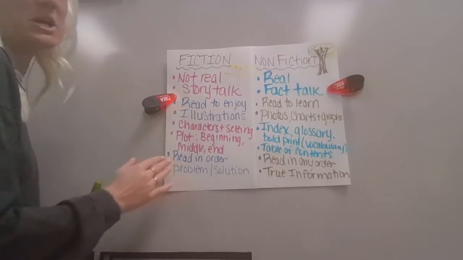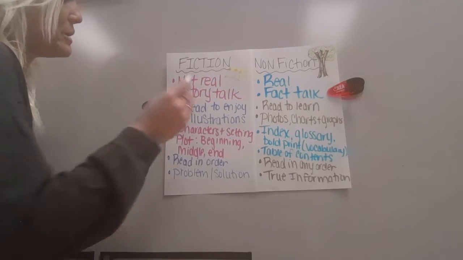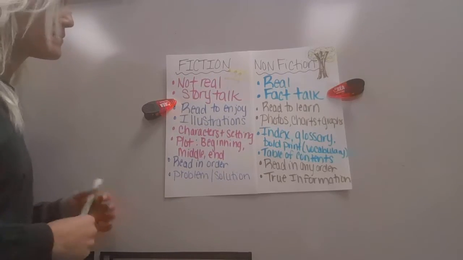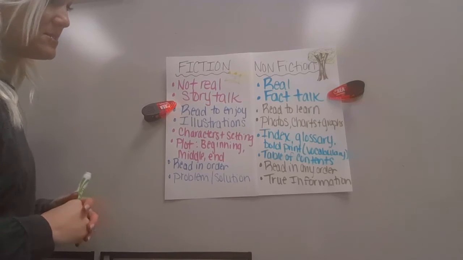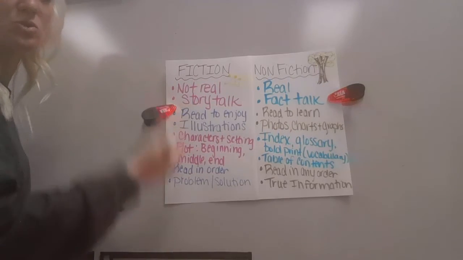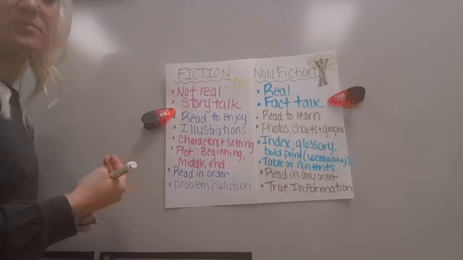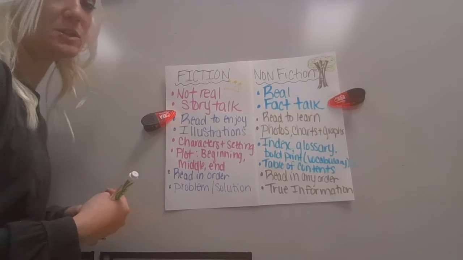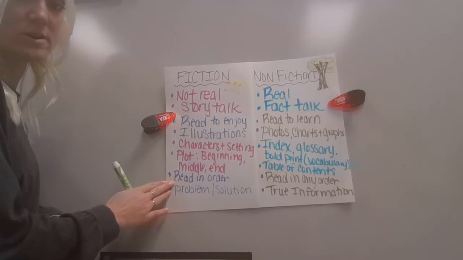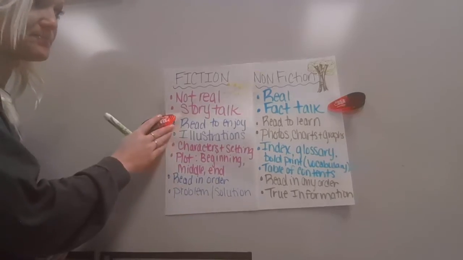So we have fiction, which is not real. It's story talk. We read it to enjoy it. We have illustrations. Characters and setting is definitely in a story talk type of book. A plot. It has a beginning and a middle and end, which means we have to read it in order. Oftentimes, there may be a problem and a solution.